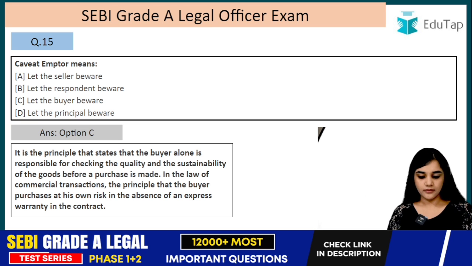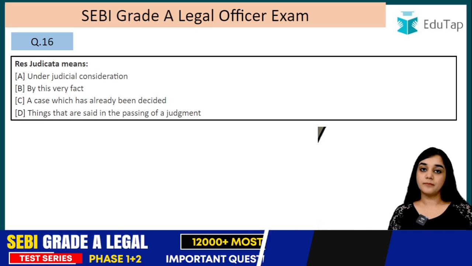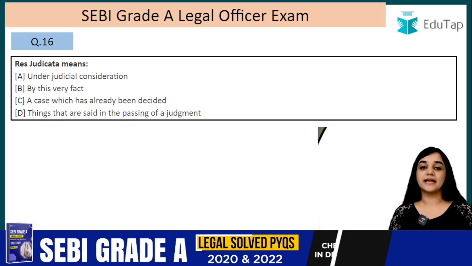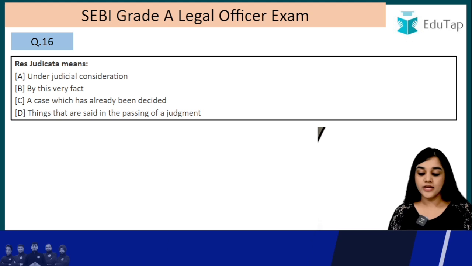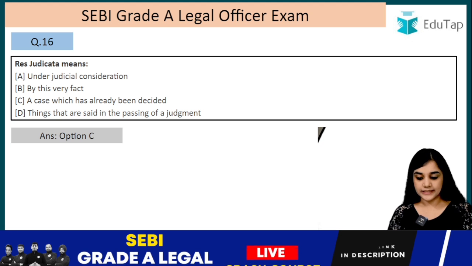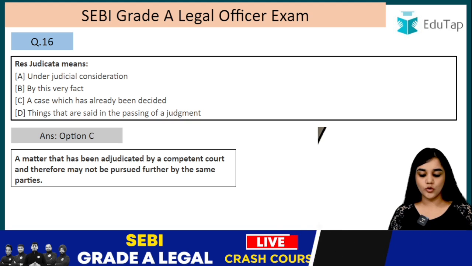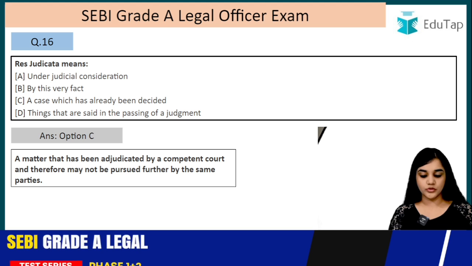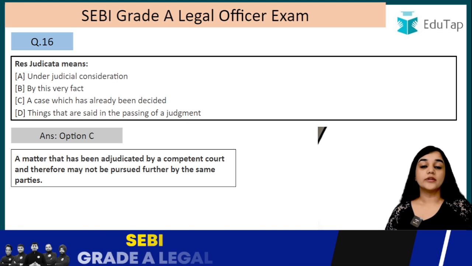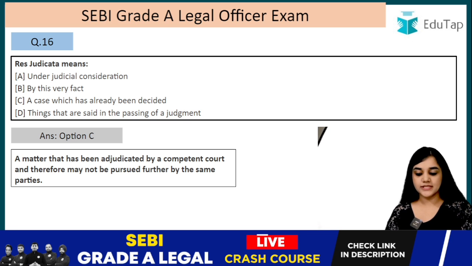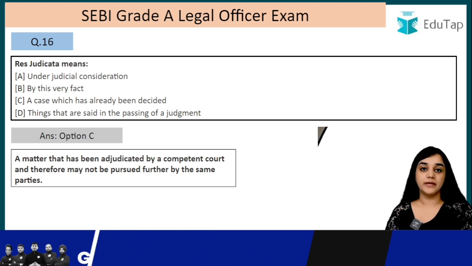Question number 16. Res judicata means, this also we have done. Res means matter and judicata means something that has already been adjudicated, right? So this is option C, that is a case which has already been decided. A matter that has already been adjudicated by a competent court and therefore may not be pursued further by the same parties. So this is kind of a bar, and this we have already done in CPC. This is res judicata, which means a case which has already been decided.